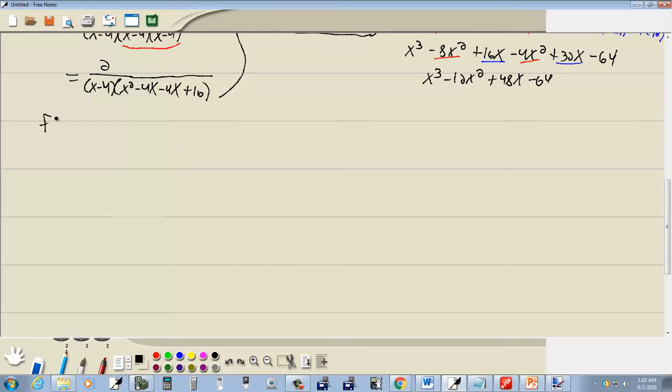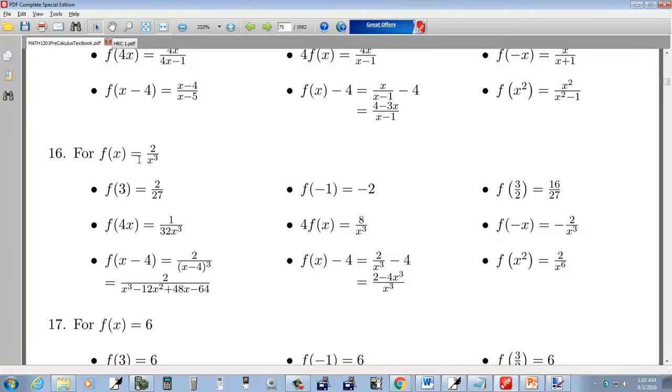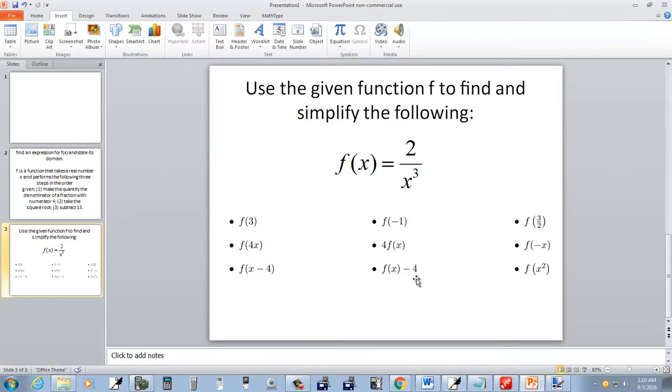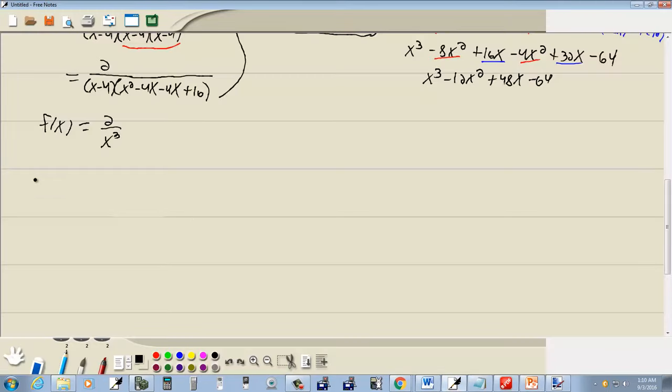Now we got f of x is equal to 2 over x to the third. And we got f of x minus 4. This is, again, not really evaluating, as it is plugging in the value of a function. So we're going to take our f of x, which is 2 over x to the third, and replace the f of x with that, and we bring down the minus 4.